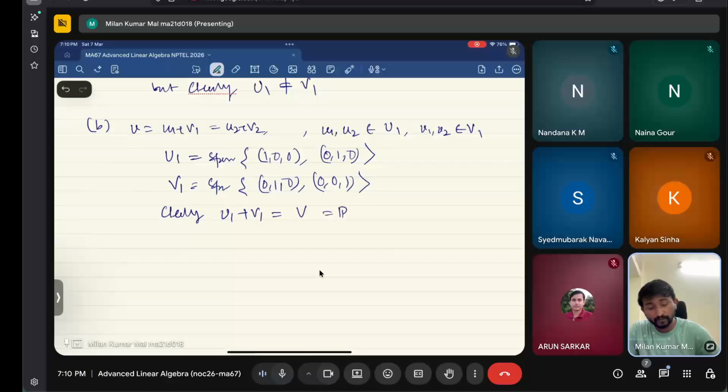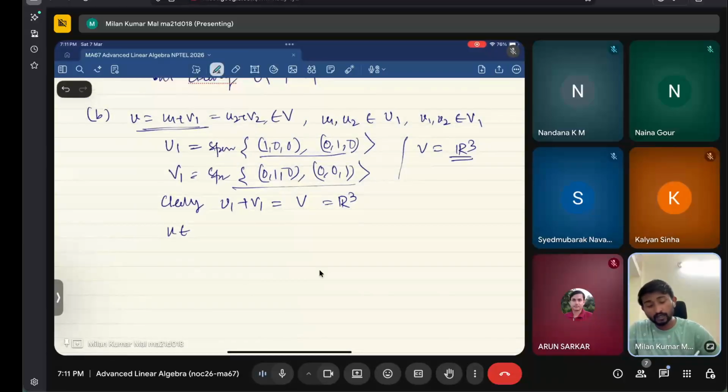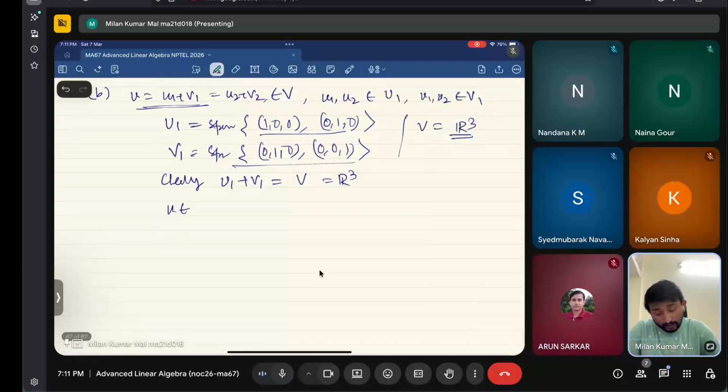V is the vector space. Here I am taking R3, so V equals R3. This is the vector space, and I am taking U1 as the space spanned by this, and V1 as the space spanned by this. Clearly U1 plus V1 is equal to the vector space V. Now the question is whether any element V in U1 plus V1 and U2 plus V2, for some U1, U2, should imply that. I think that is not necessary. So let me write this one.